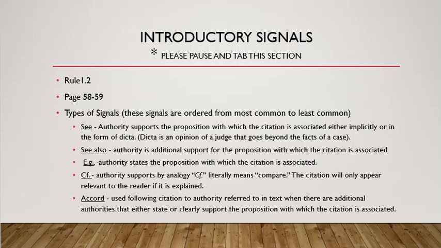Cf., authority supports by analogy. Cf. literally means compare. The citation will only appear relevant to the reader if it is explained. Finally, accord. Use following citations to authority referred to in text when there are additional authorities that either state or clearly support the proposition with which the citation is associated.